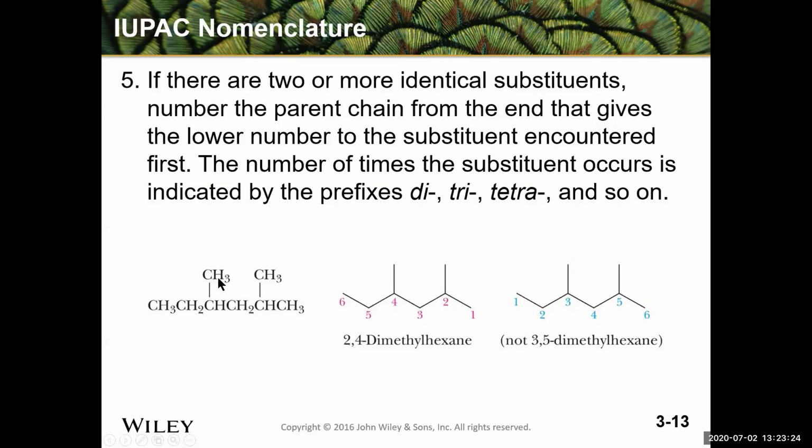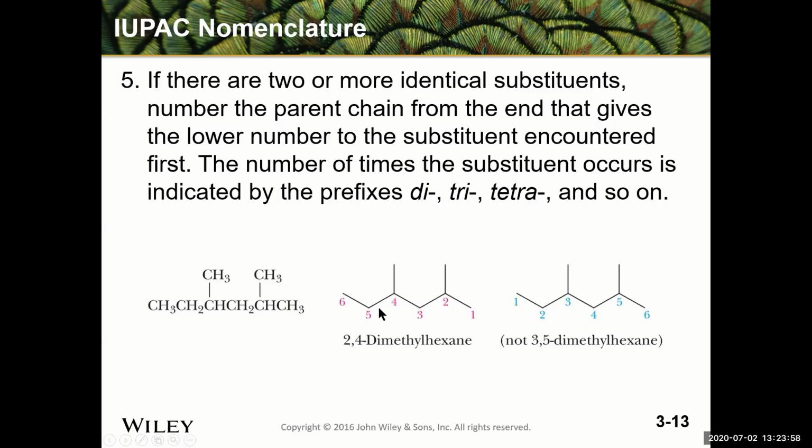So let's look at this compound here. Let's identify the longest parent chain. 1, 2, 3, 4, 5, 6. So the parent alkane with 6 carbons is hexane. So this compound is based upon hexane. So the question is, do we number from this end or do we number from this end? Well, let's number from this end. 1, 2, 3, 4, 5, 6. Shown here. 1, 2, 3, 4, 5, 6.